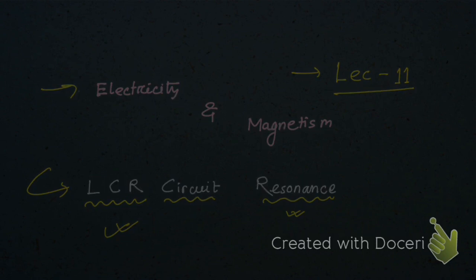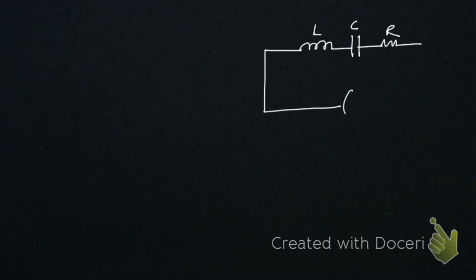So now let's start. Suppose we have a circuit containing an inductor with inductance L, a capacitor of capacitance C, and a resistor of resistance R in series, and connected with an alternating voltage source E equal to E naught sine omega t. We have supposed it like that.